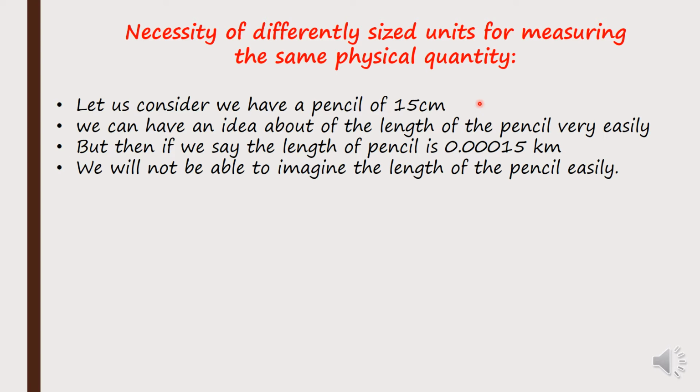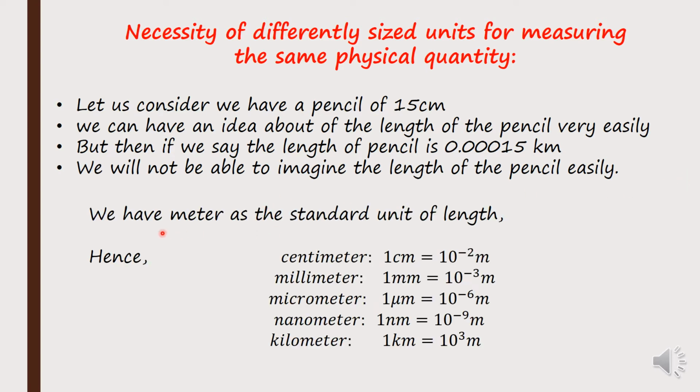But if that person comes to you and says that I have a pencil of, suppose, 0.00015 kilometers, it is very difficult to understand, right? At that time you will get confused and you want to know how long the pencil would be. You will not be able to imagine the length of the pencil very easily. So for this reason, we need to have differently sized units for measuring the same physical quantities.